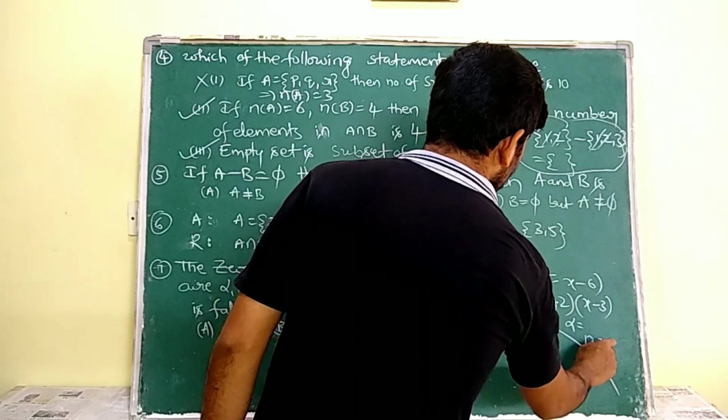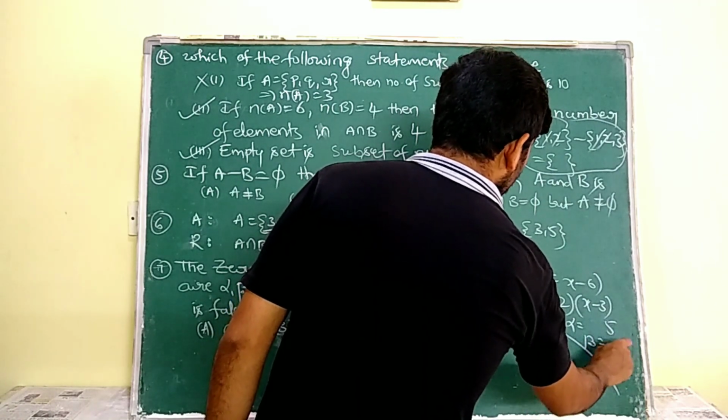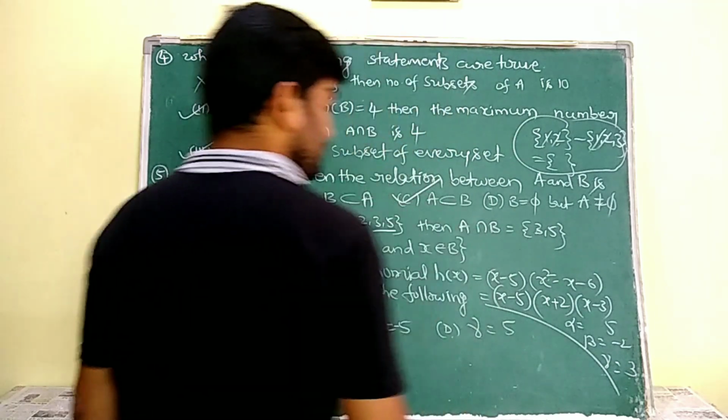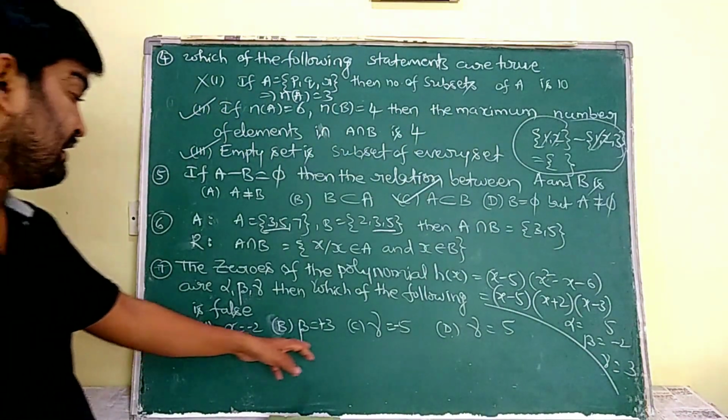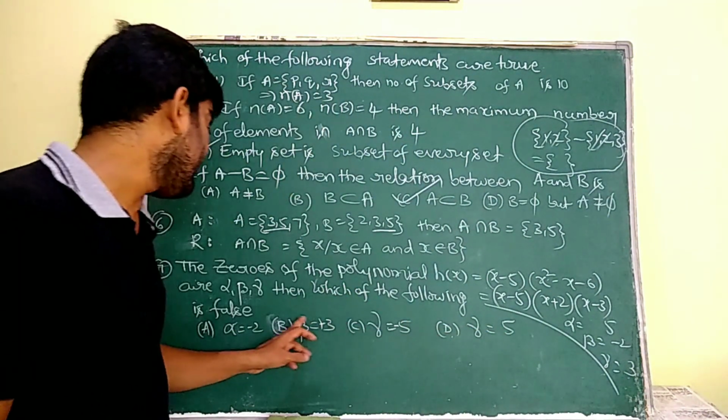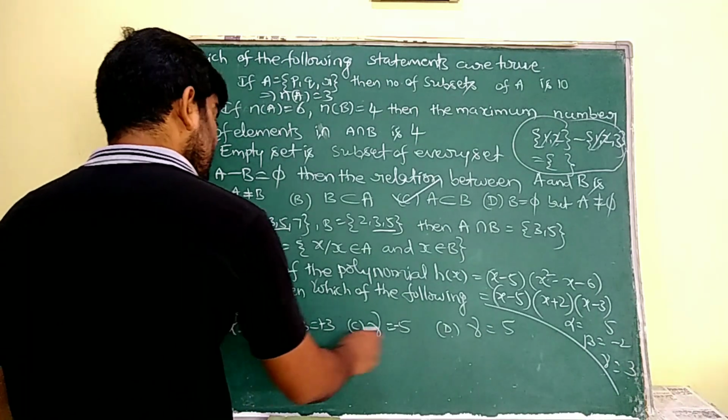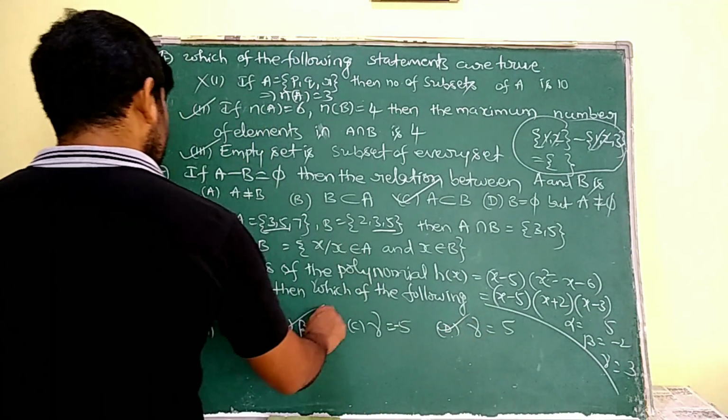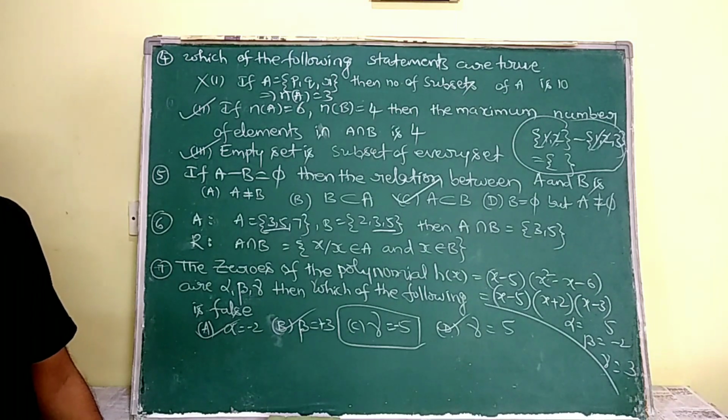Okay, that means the zeros are what? 5, minus 2, 3. The zeros are 5, minus 2, 3. That means these three are right. So the wrong one is option C: gamma is equal to minus 5 is the wrong one.